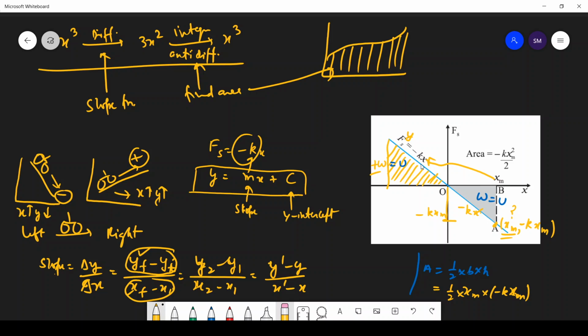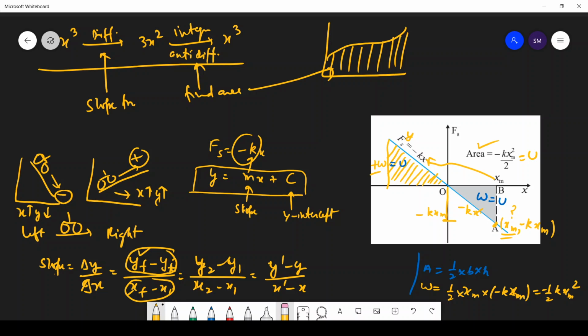xm. So put the value of x, so half kxm. Simple. And that's equal to minus half kxm square. So that's your work done. That's your area. That's the potential energy stored. Okay. So work done is equal to minus half kxm square.